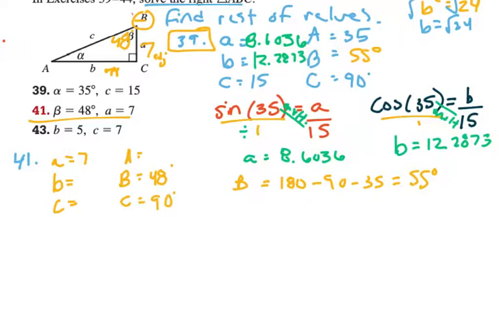So to solve, we're going to do tangent of 48 equals B over 7. Same way of solving, divide by 1 on the one side and multiply diagonally. So tangent of 48 degrees times 7 leaves you with a B of 7.7743.